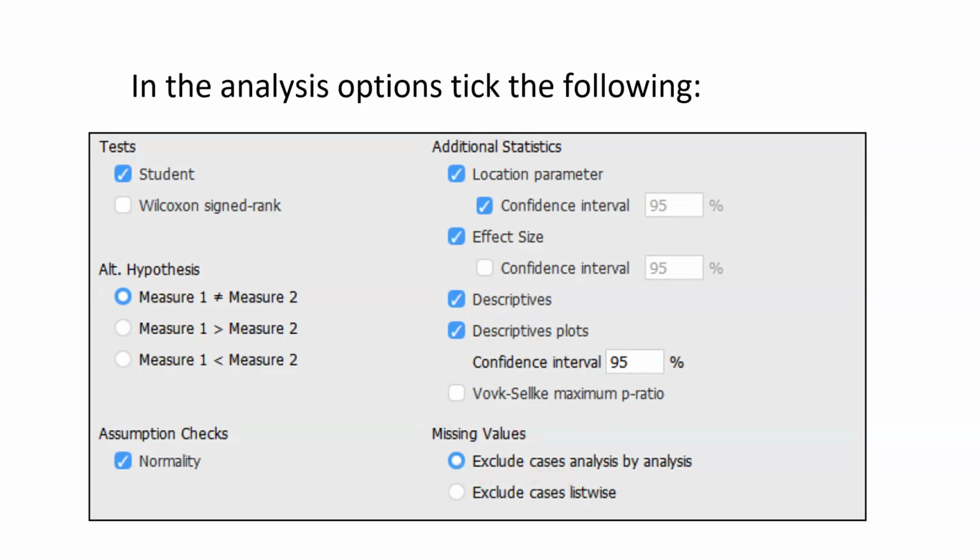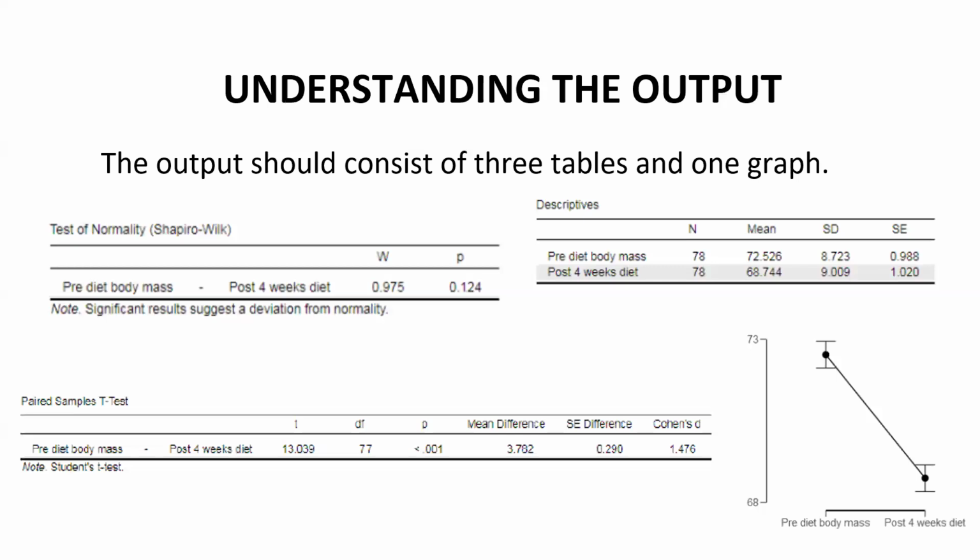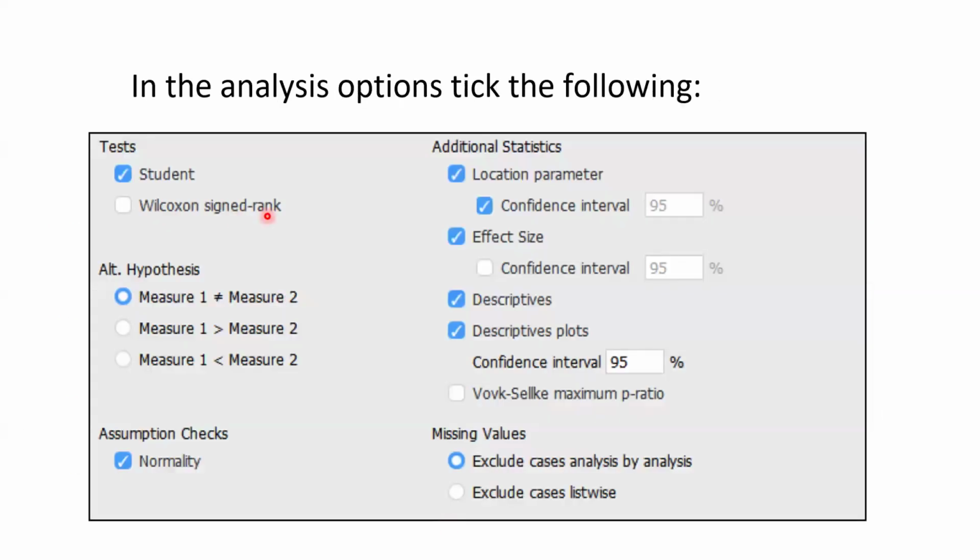Okay. Now, the outputs that we're going to generate, okay, will consist of three tables. So we will go over them one by one. Okay. And the graphical presentation of our descriptive plot. Okay, so let's go over them. We will start off with the test of normality to find out if we have met the assumption for the distribution of the difference of the scores to be normally distributed. Otherwise, we would have to proceed to use the non-parametric equivalent, which is the Wilcoxon signed rank test.